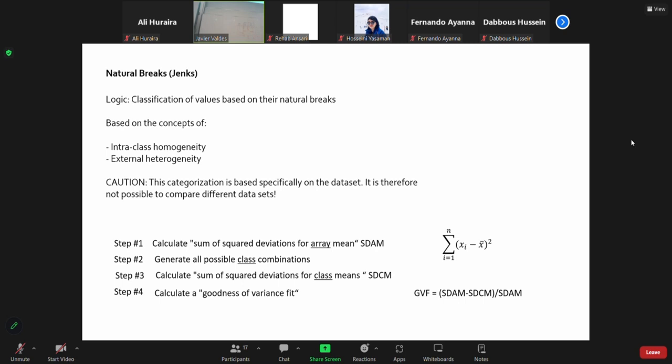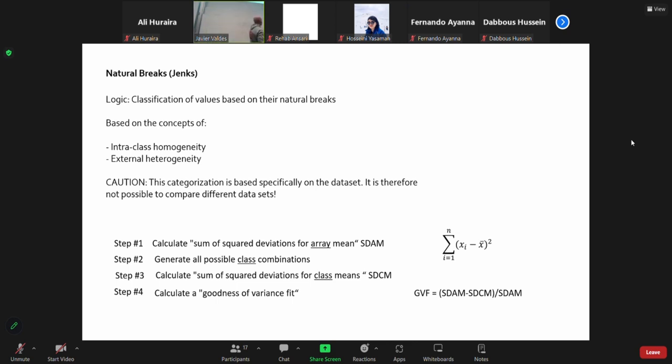And I have one value here and one value here. I am squaring, doing the square. I'm going to be giving more value to these two persons here by calculating the sum of the squares. So we calculate the sum of the squares, and then we generate all possible class combinations.